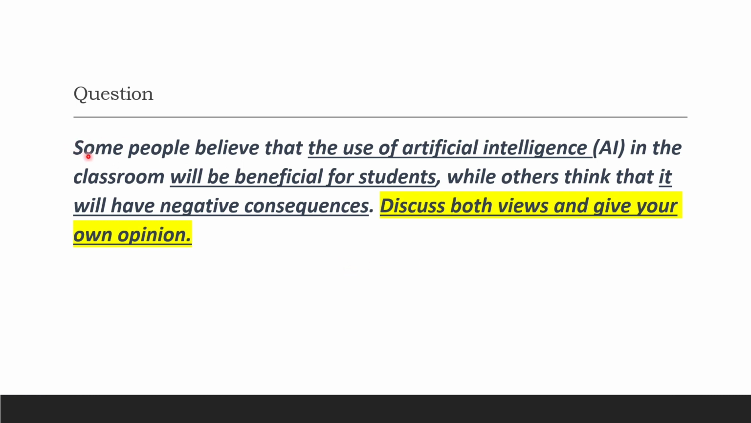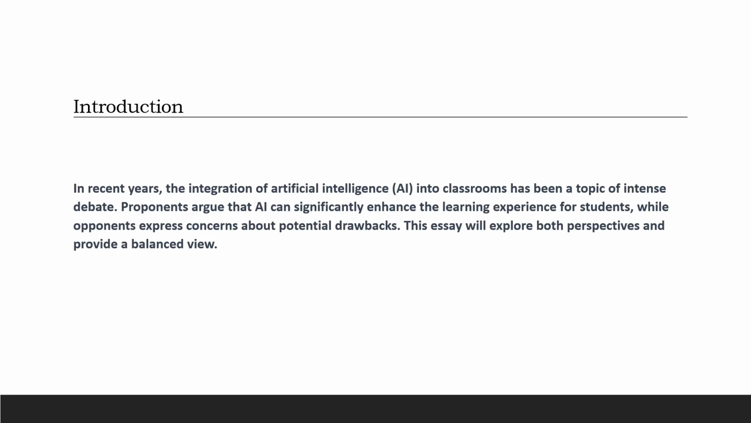So the question here is, some people believe that the use of artificial intelligence in the classroom will be beneficial for students, while others think that it will have negative consequences. Discuss both views and give your own opinion. So the question is about use of artificial intelligence in the classrooms. Introduction requires a general statement, and then rephrasing of the question which is asked, and then thesis statement, giving your own opinion.